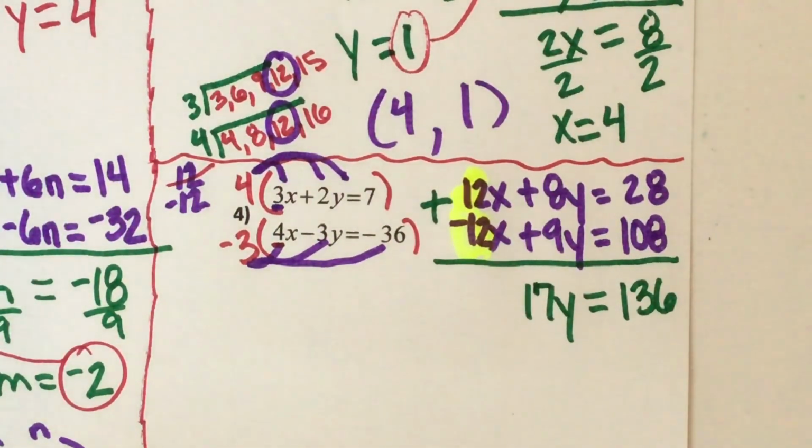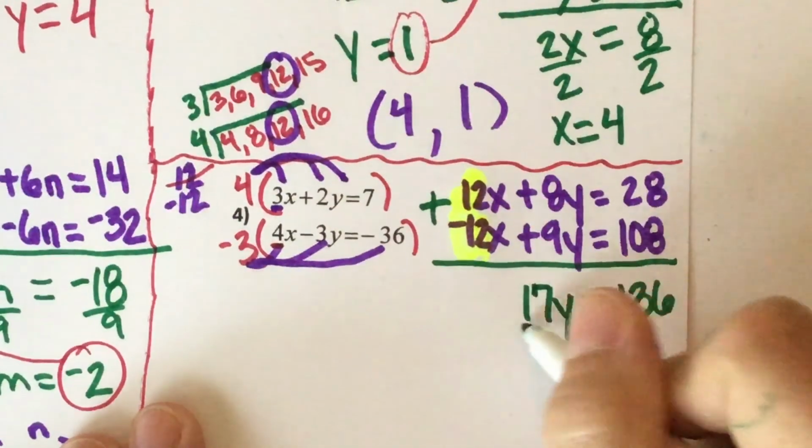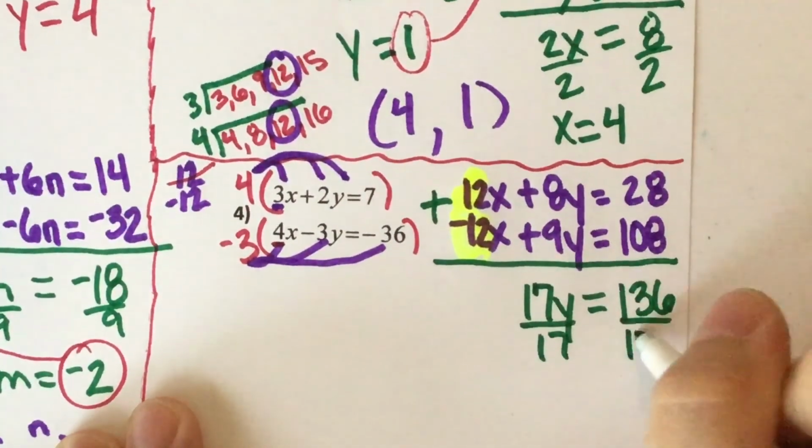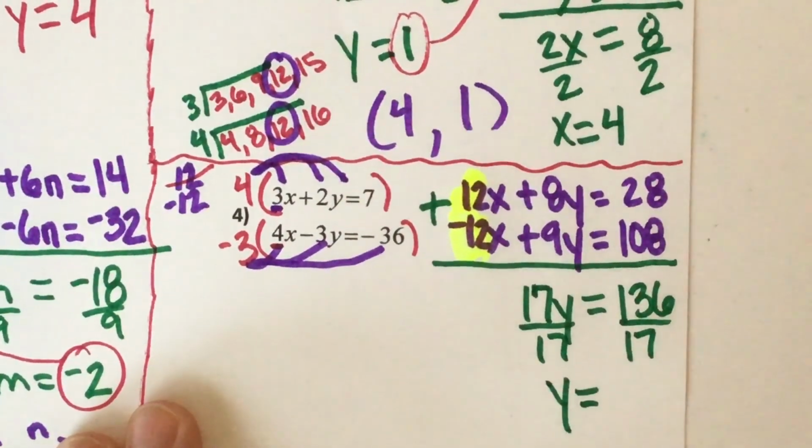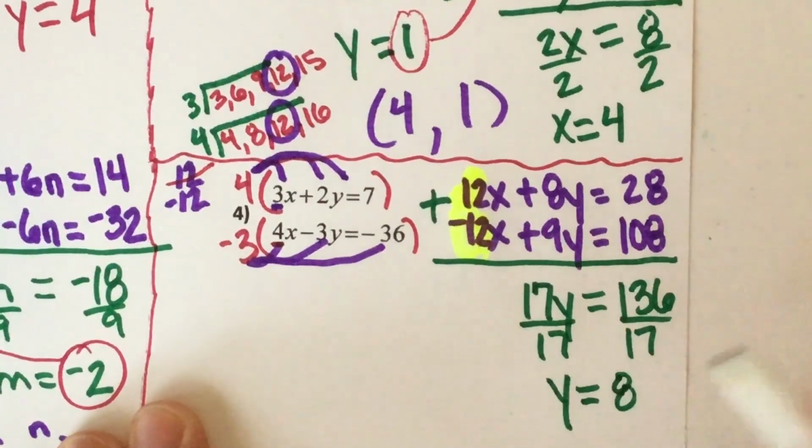I would divide by 17. So I need to take 136 and divide by 17. So I'm undoing my multiplication with division. And if you divide 136 by 17, that makes 8.